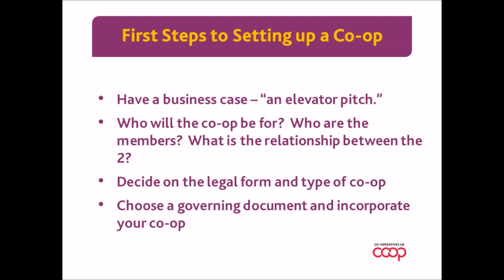The third point is probably to decide on the legal form for your co-op and the type of co-op that exists. So if you've really thought about who the co-op will be for and understand what the relationship will be between the members and the co-op, the type of co-op should naturally follow. But deciding on the legal form will depend on a range of decisions. So it's important to get that right.